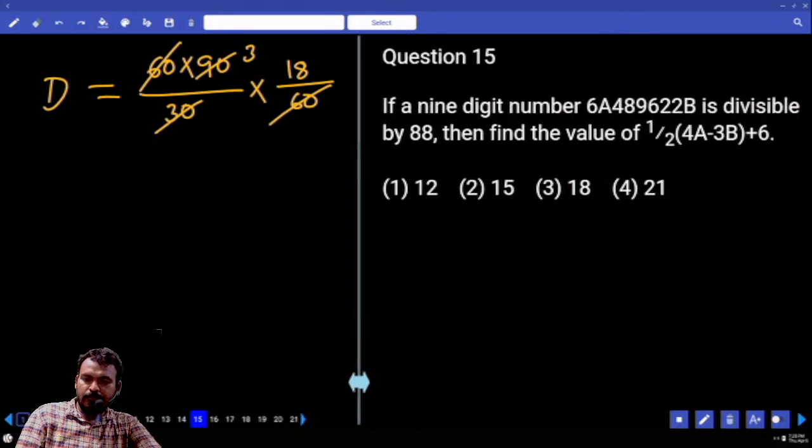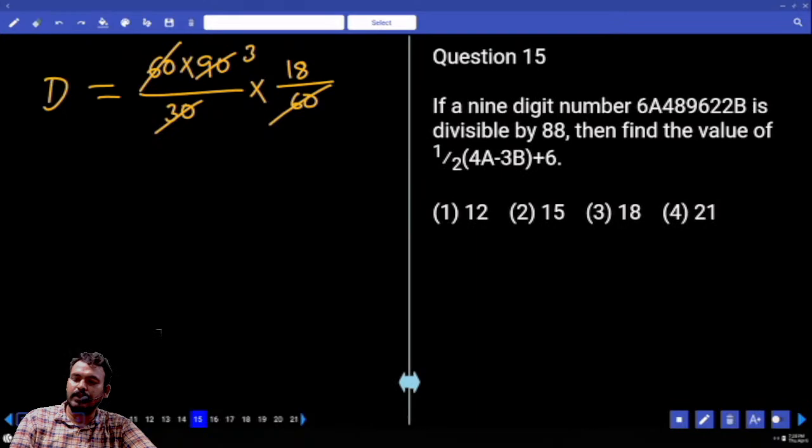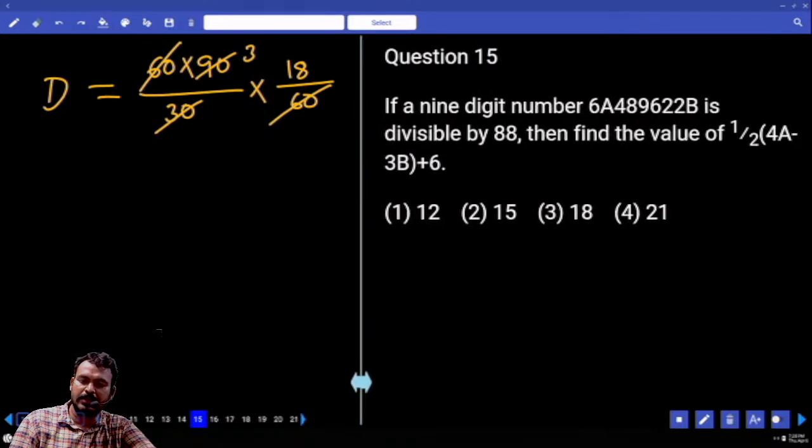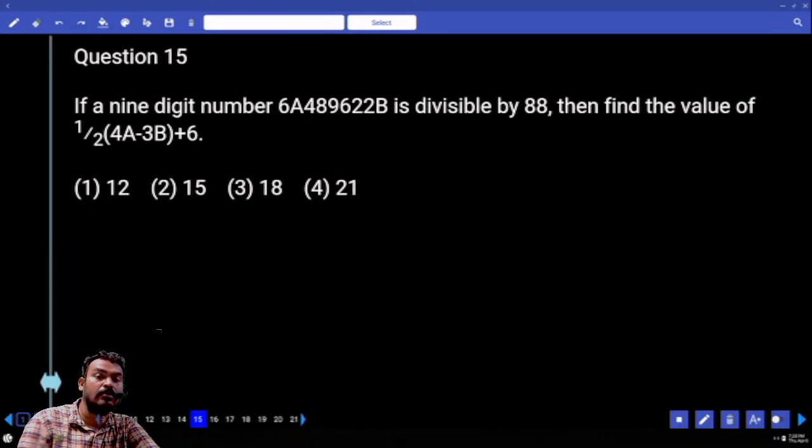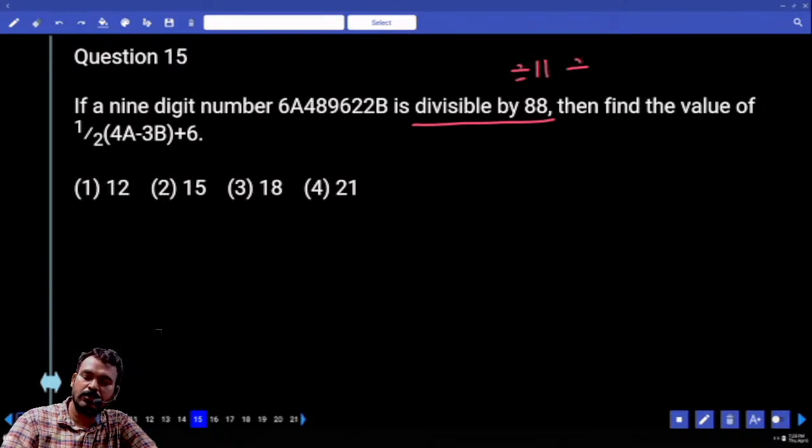Next question number 15. If the 9-digit number 6A4896222B is divisible by 88, find the value of half of 4A minus 3B plus 6. The 9-digit number is exactly divisible by which number? 88. It is divisible by 88, so it must satisfy the divisibility rules of 11 and also 8. First verify the divisibility rule of 8, because the last position is the B value.